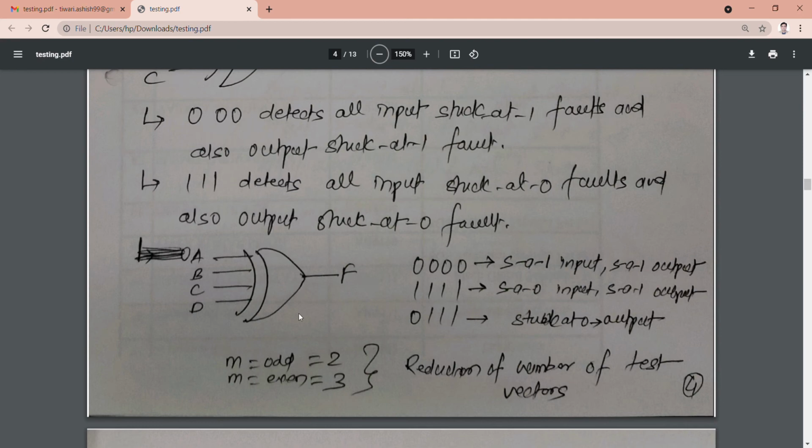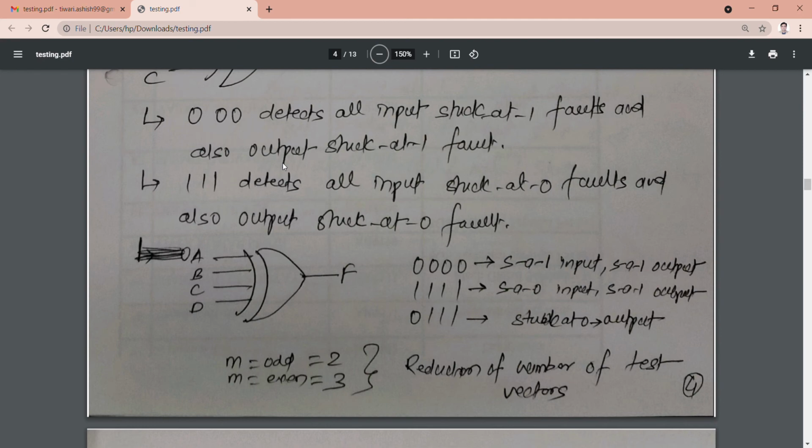So in the case of the XOR, if M is odd, you will need 2 test patterns, and if M is even, you will need 3 test patterns. So this is 2 test patterns, 0 0 0 1 1 1, and these are the 3 test patterns. So reduction of the number of test vectors, what does it mean? If you have a 100 input XOR circuit, just by having the 2 test vectors, you can check that particular 100 input XOR circuit.